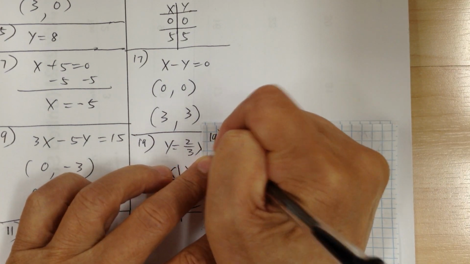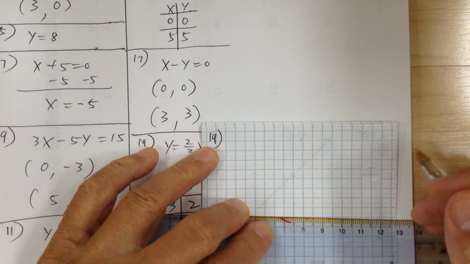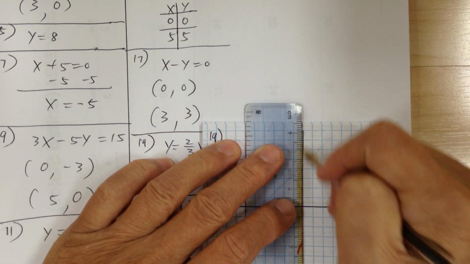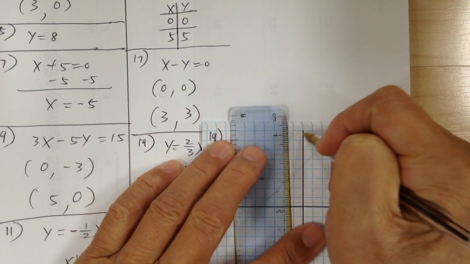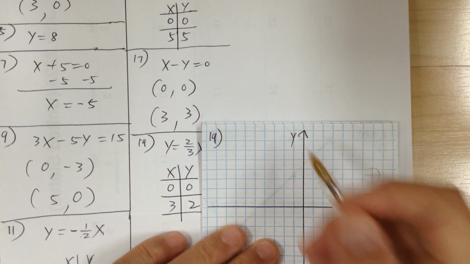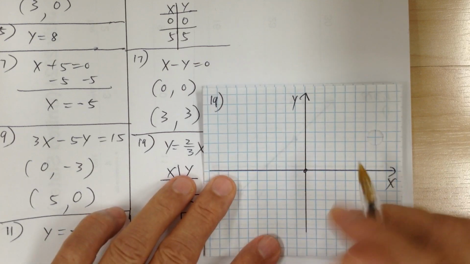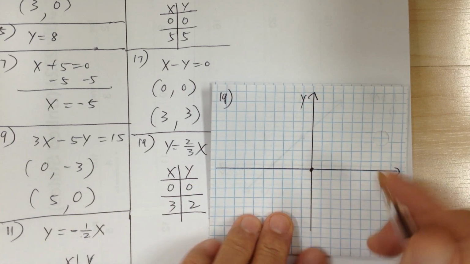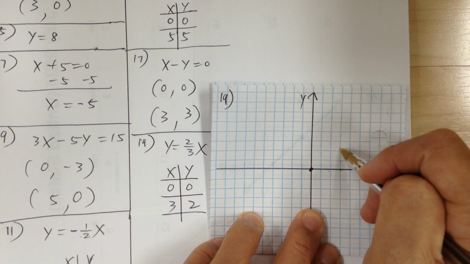Okay, so number 19. The first point is 0, 0. The next point is 3, 2. So 1, 2, 3, 1, 2.